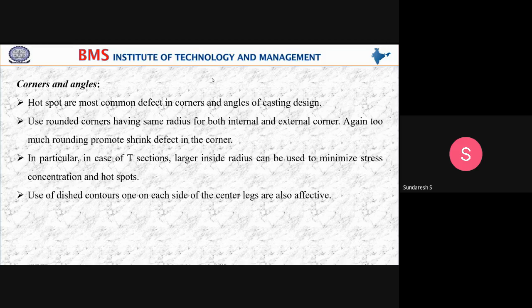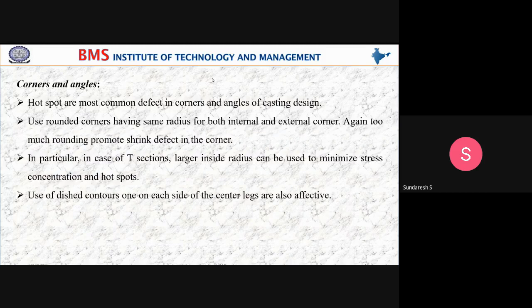Again, too much rounding promotes shrink defect in the corner. So the radius for the corner should be optimum. You cannot make more radius or more rounding. More rounding will also result in the shrink defect. Especially in case of T sections, look at that in particular.